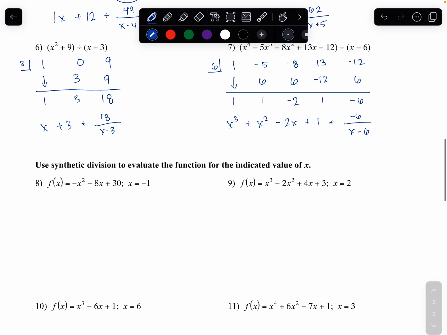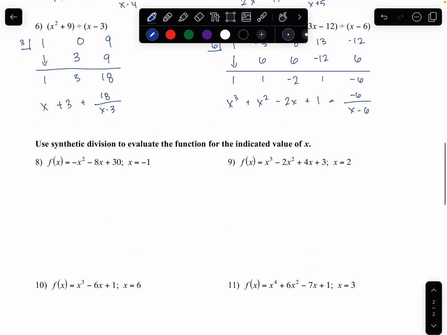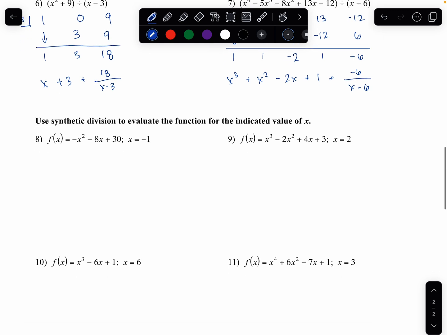Okay, so that's synthetic. I think we're just going to use more synthetic division down here. Use synthetic division to evaluate the function. Yeah, to evaluate the function. Okay, I see what we're doing here. So here's what we're going to do.